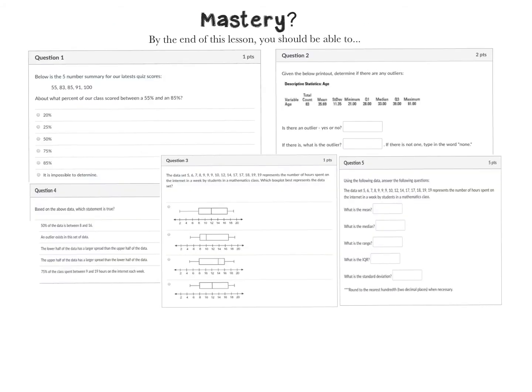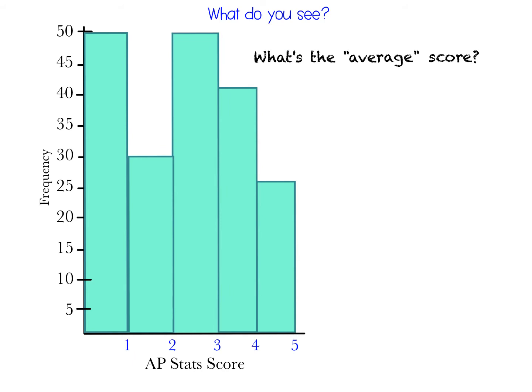So by the end of this lesson, you should be able to do these 5 questions, which all center around those 3 main objectives. So take a minute and look over these and see if there's any that you already know. Alright, so what do you see?